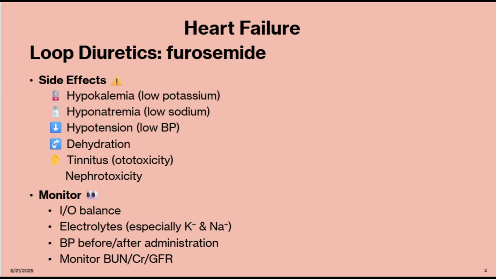So before administering loop diuretics, because of these concerning side effects, it's really important to assess their electrolytes, specifically potassium and sodium. Because we're pulling that fluid off and potentially causing hypotension, check that blood pressure, and we can cause that dehydration, so that intake and output balance is important to assess. And again, that renal function and making sure that it is appropriate.